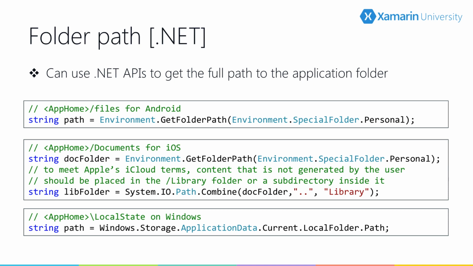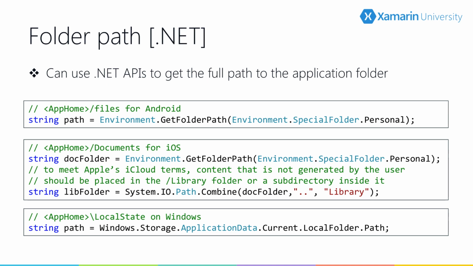On Windows, we are dealing with the local storage, so it's a different API there. Let's go through this step by step. To get to the folder that represents personal documents, these are documents that are user-generated, we can use the getFolderPath method and pass in the special folder .personal. We already have achieved our goal on Android, but for iOS, we know we have to go into the library folder, and that means we have to go one level up.